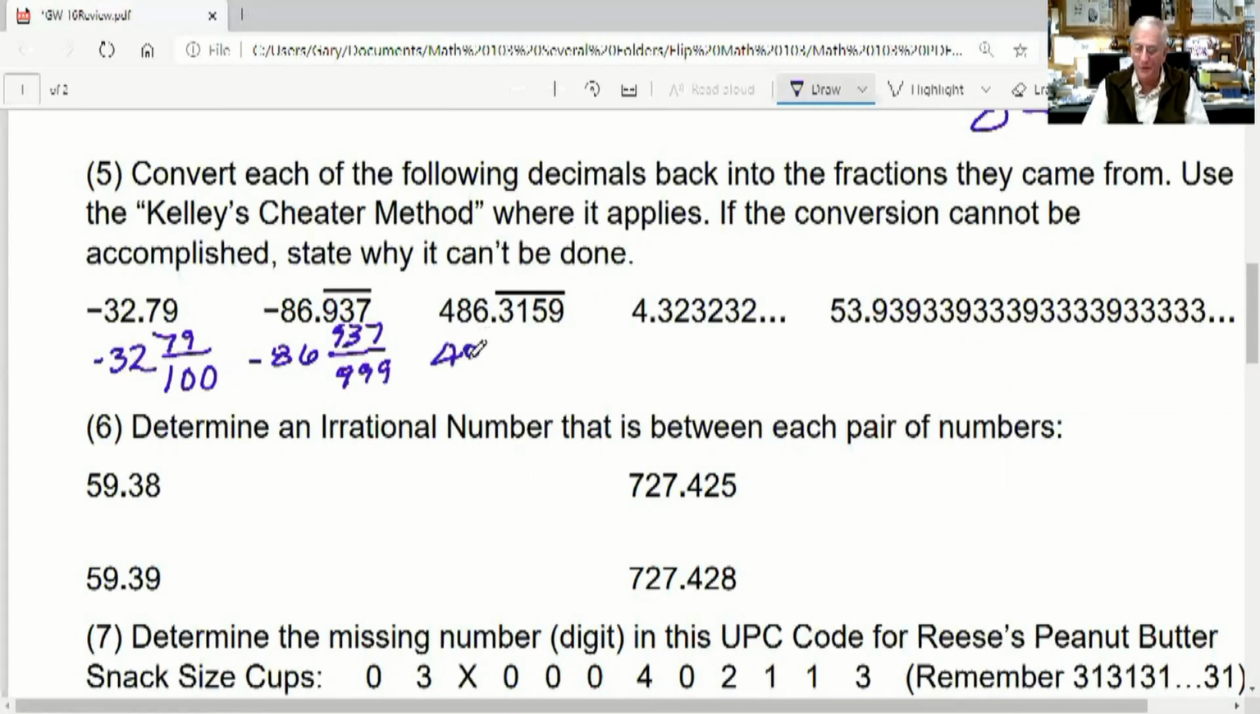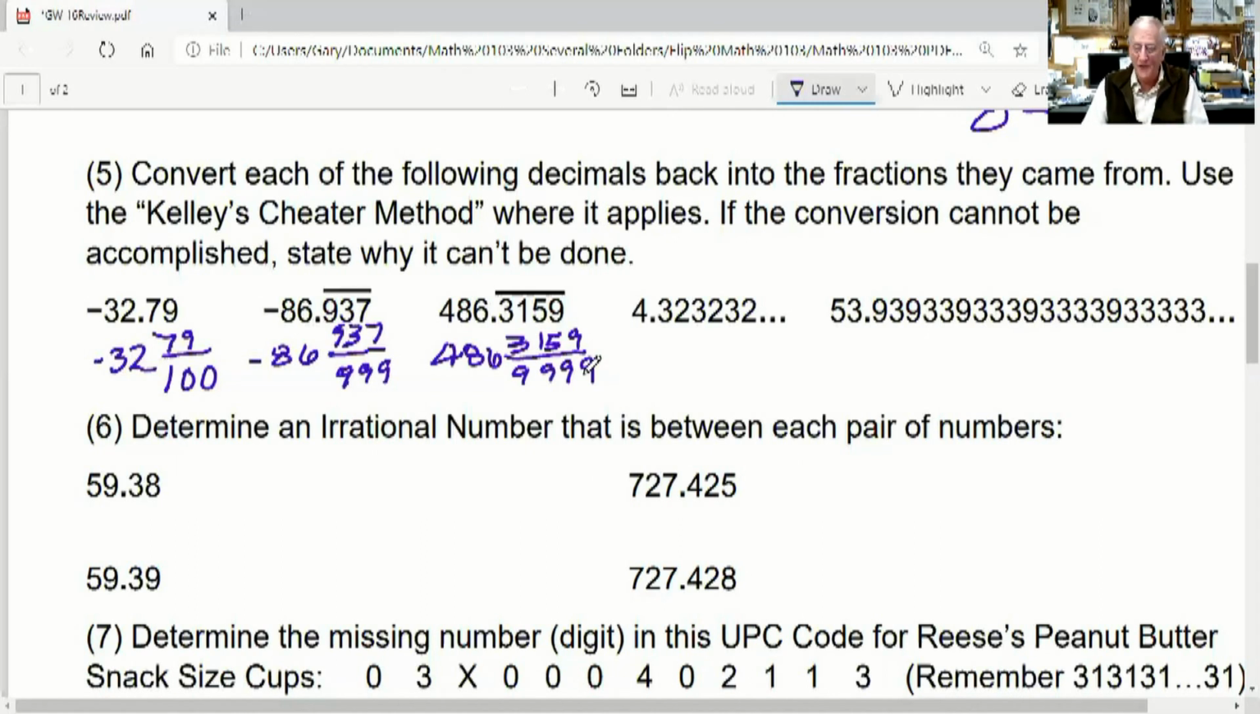486, I'll write the whole number down first. It does satisfy the Kelly's-Teeter method, the decimal that's shown here, because it starts repeating right from the decimal point on. There are 4 digits repeating. So I simply do 3159 as the numerator, and I put it over 4 9s, and I'm finished with that one.